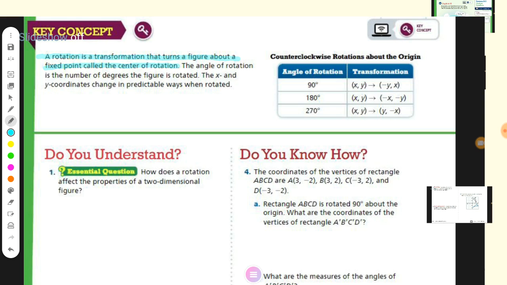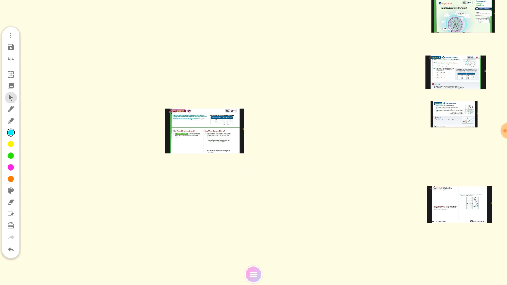Okay? And with an angle, what is the angle of rotation? Angle of rotation is the number of degrees that the figure is rotated. How many degrees it will rotate, okay? And the positions of the y-axis and x-axis change in predictable ways when rotated, okay? Let's take an example to know what we are talking about now.